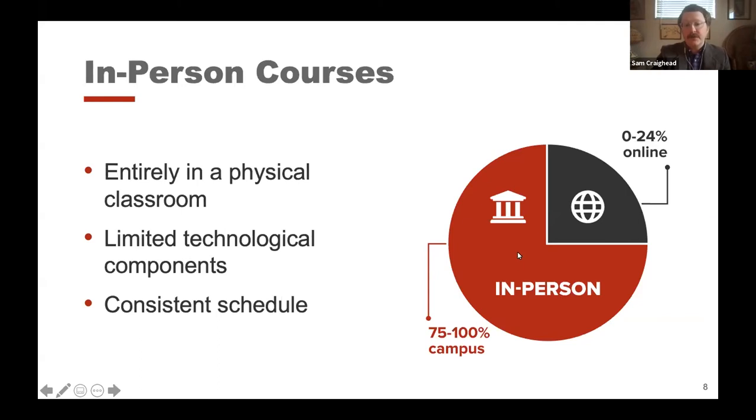From a registrar standpoint, there is also a percentage for how the course is set up. So if it's 75 to 100% on campus, by the processes they use, that falls under the category of in-person. We're not going to get too much into splitting hairs on those percentages, but we just want to include that there as well, because you may hear departmental leadership or schedulers, when they're talking about a course, use some language around that too.